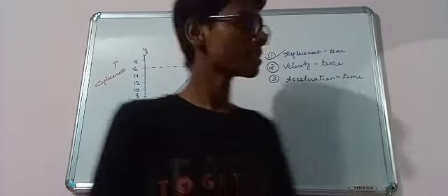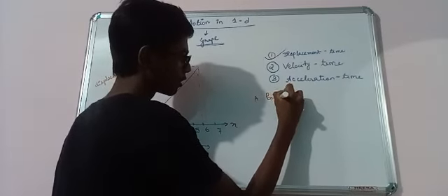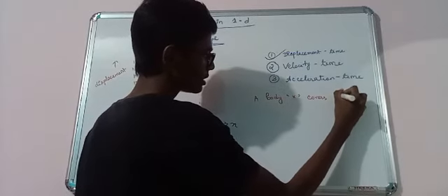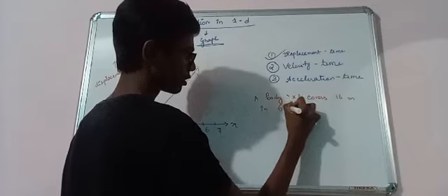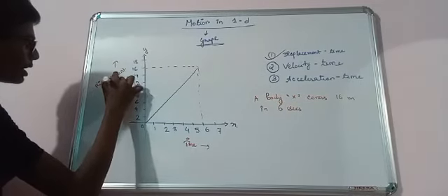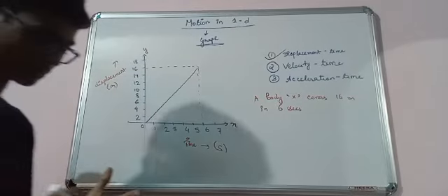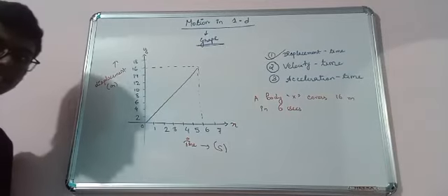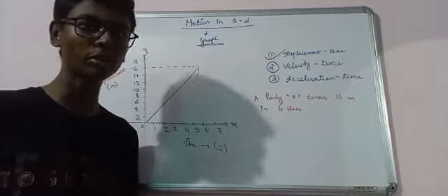I repeat, suppose a statement is given, a body X covers 16 meter in 6 seconds. Displacement SI unit meter, time SI unit seconds. So in 6 seconds, the body covers 16 meter, right? That is what the statement is trying to tell us.